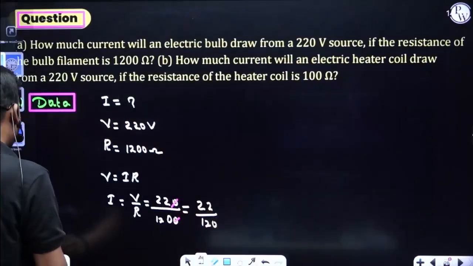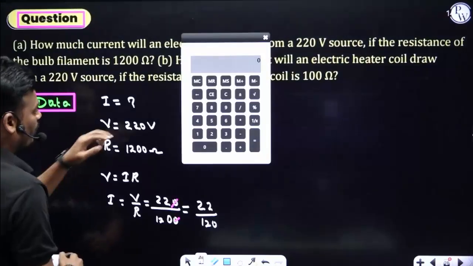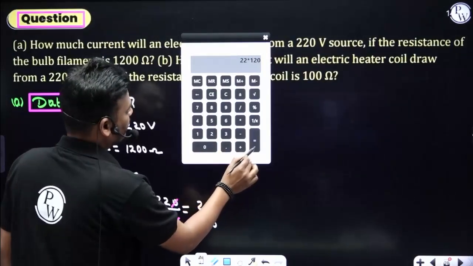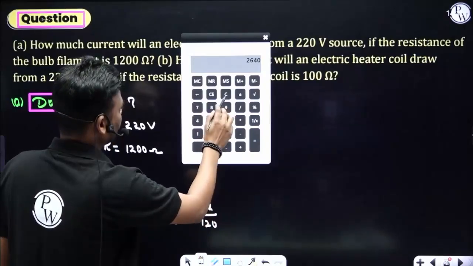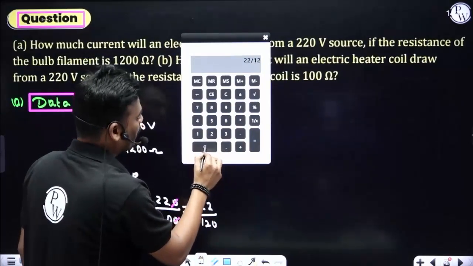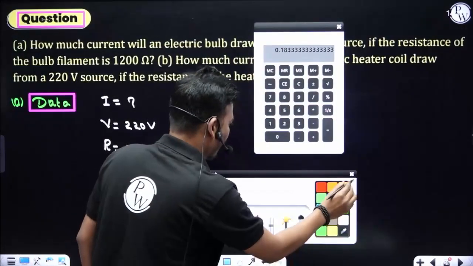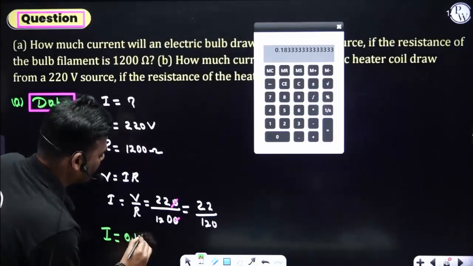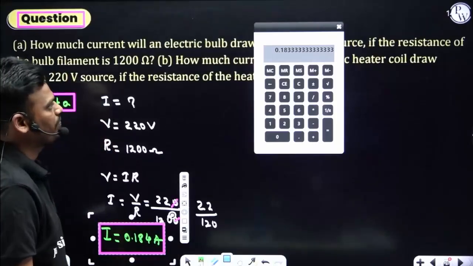That is 22 divided by 120. How much? No, it is wrong, multiplication happened. 22 divided by 120. Yes. After rounding off, I is equal to 0.184 ampere. So this is the final answer.